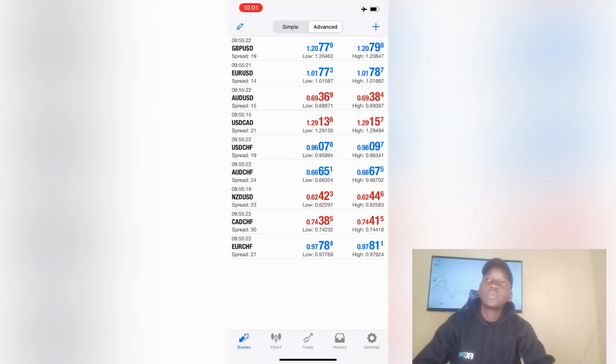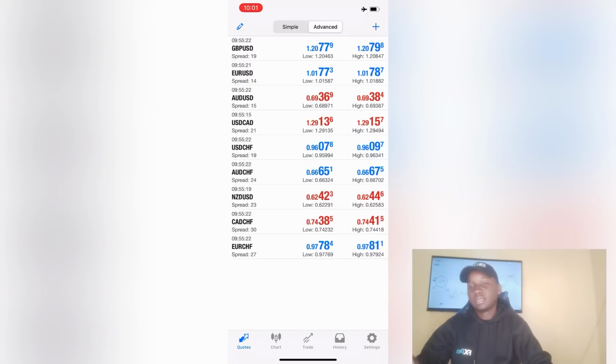And then number two, we have US 30. US 30 is also called US 30 roll. It is also called WS, which stands for Wall Street, and it is also called DJ, which means Dow Jones. That is US 30. And also we have German 30. Like I said, number one, NAS 100, number two, US 30.